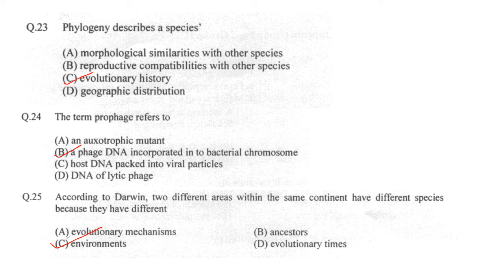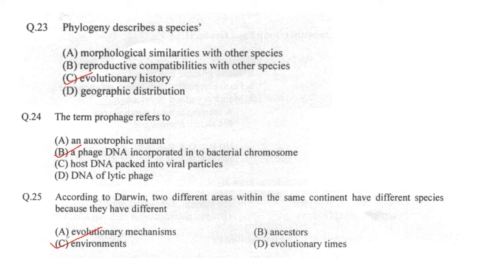Next one, phylogeny describes a species. Options: morphological similarities with other species, reproductive compatibilities with other species, evolutionary history, geographic distribution. Answer is option C, evolutionary history. Phylogeny describes evolutionary history. Next one, the term prophage refers to, this is also a direct question, an auxotrophic mutant, a phage DNA incorporated into bacterial chromosome, host DNA packaged into viral particles, DNA of lytic phage. Answer is option B, a phage DNA incorporated into bacterial chromosome.